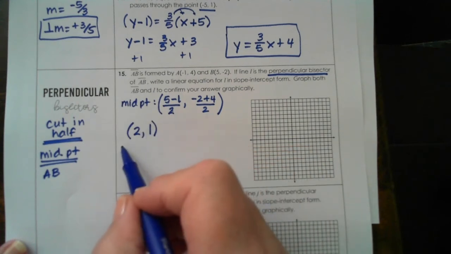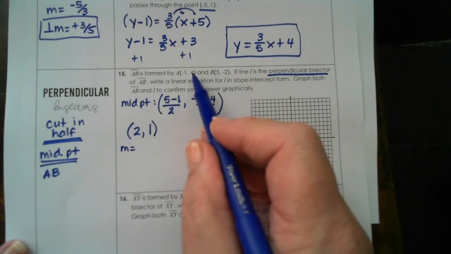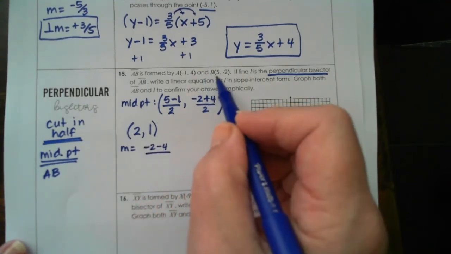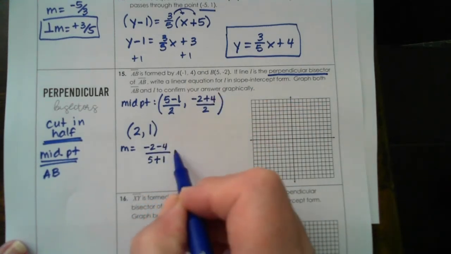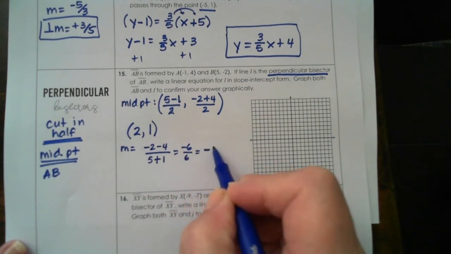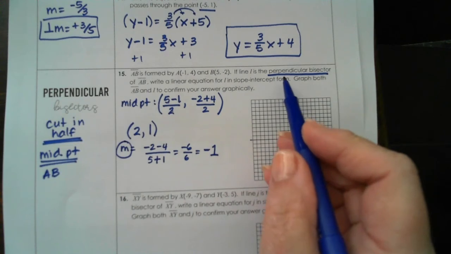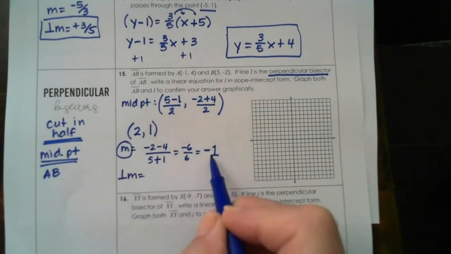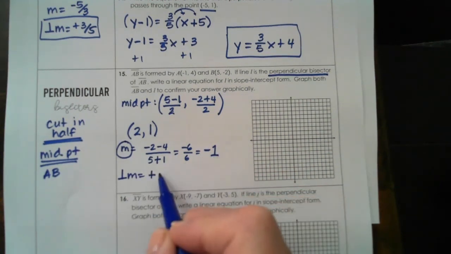Now we need to find our slope. For the slope, we're going to subtract our y's, negative 2 minus 4, and subtract our x's, 5 minus negative 1. We end up with negative 6 over positive 6, which gives us a slope of negative 1. This is the slope. We don't want the slope, we want the perpendicular slope. So the perpendicular slope is the opposite. Instead of negative 1, it's going to be positive, and when you flip 1, you still get 1.